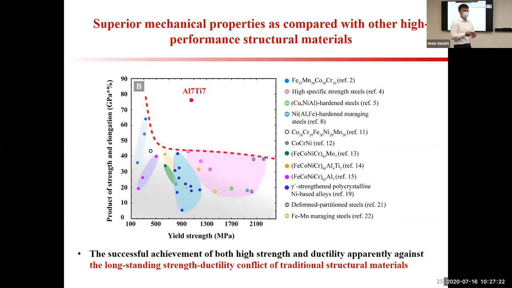We also make a direct comparison with other high performance structural materials. We can see that the successful achievement of both high strength and ductility in the 77 alloy apparently breaks the long-standing strength-ductility conflict that existed in conventional structural materials.